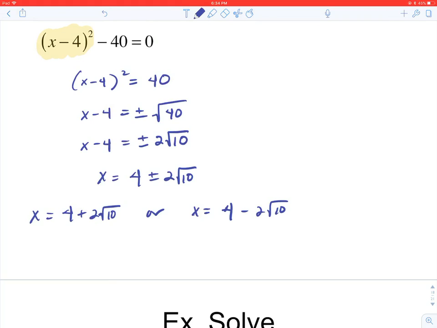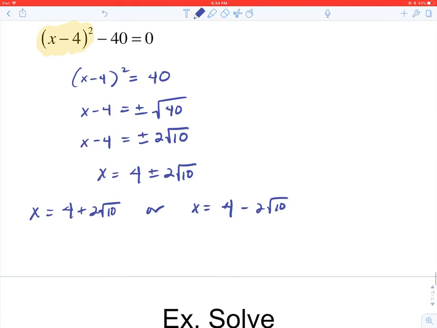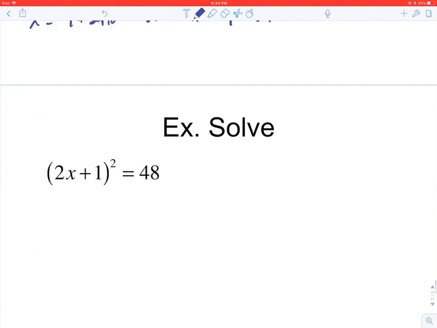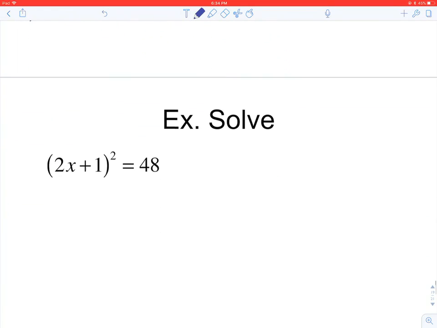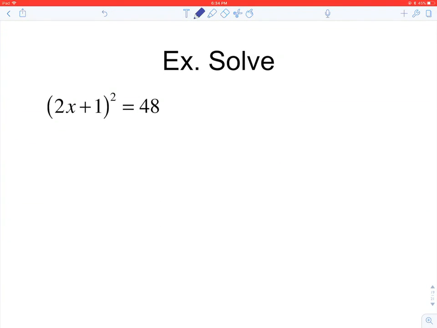If we wanted to get a decimal approximation, you could pop that into your calculator, and you would end up having to round your answer to whatever decimal place was asked for. But we prefer the exact values. Okay?